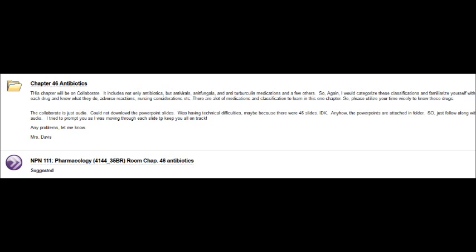The next classification are your quinolones, such as your ciprofloxacin. These all end in floxacin. Ciprofloxacin is your Cipro, levofloxacin is your Levaquin, and moxifloxacin is your Avelox.